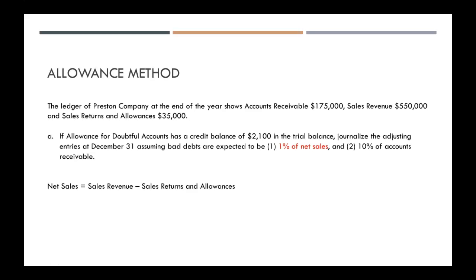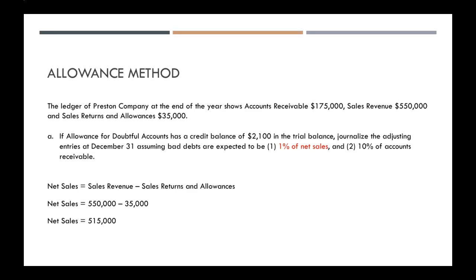So your net sales would be your sales revenue minus your sales returns and allowances. And we could also subtract any sales discounts that we have in here. So we subtract the $35,000 from the $550,000, and we see that our net sales are $515,000.